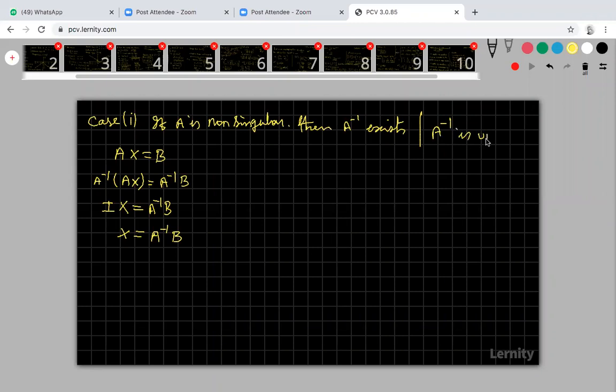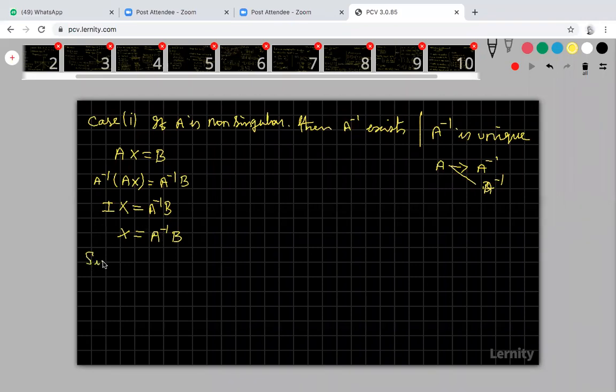What is the meaning of A inverse is unique? Only one inverse matrix exists for A. It is not possible to find another inverse. If it exists, it is only one, unique. So therefore, since this A inverse is unique, we will get a unique solution.